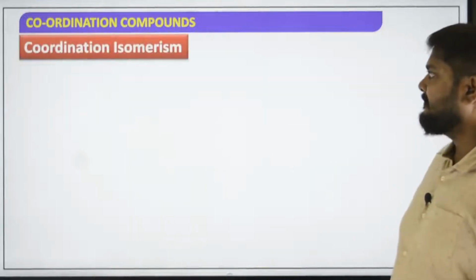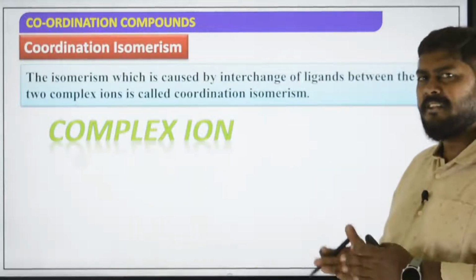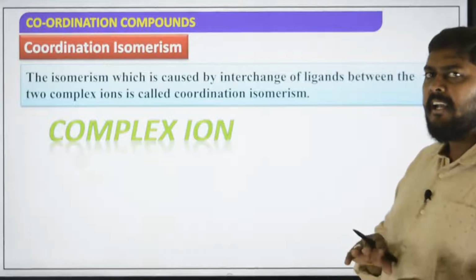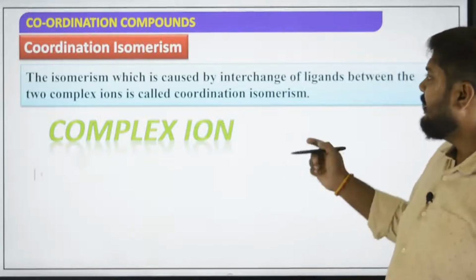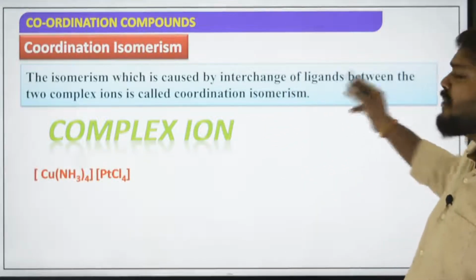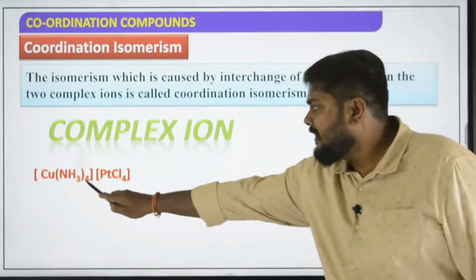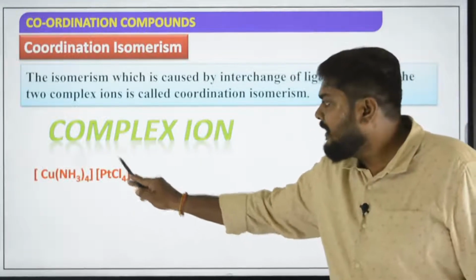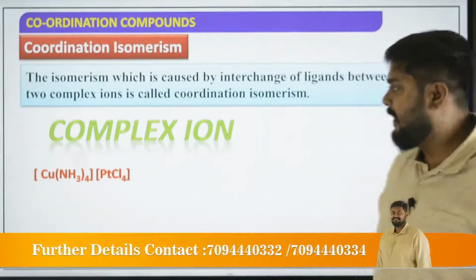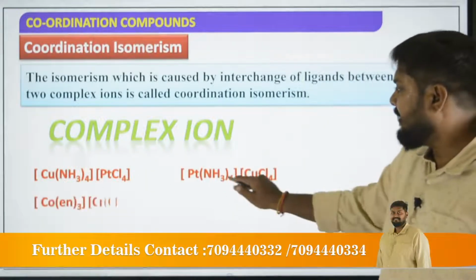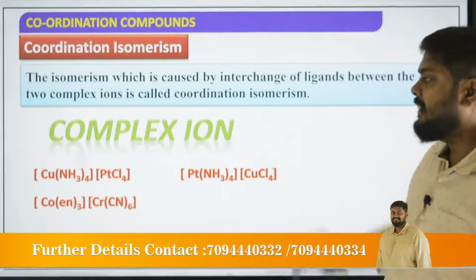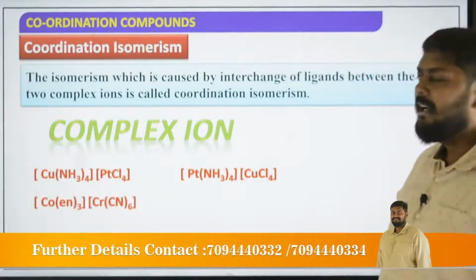Next, coordination isomerism. Coordination isomerism is nothing but the ligands being interchanged. It is the isomerism caused by interchanging of ligands. So I am going to take a complex [Cu(NH3)4][PtCl4], and the other one [Pt(NH3)4][CuCl4], right? So this is called ligand isomerism.